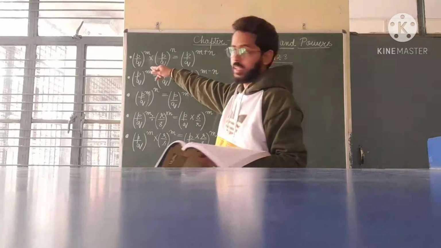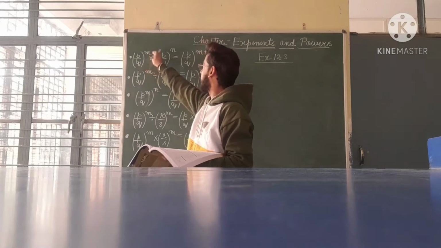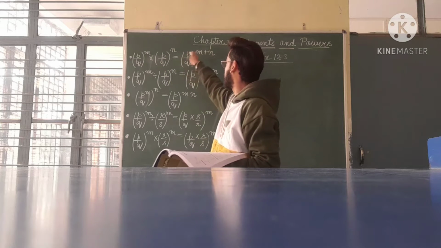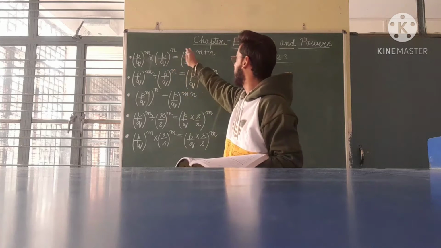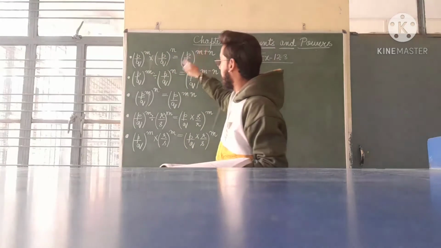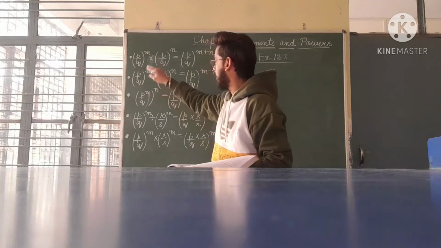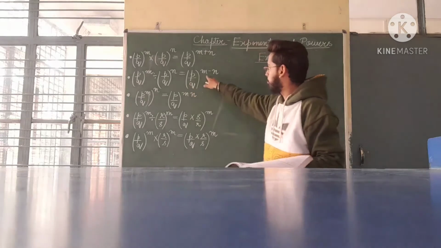The first formula says that if the fractions p upon q have the same base but different powers, then the powers will be added. That is, (p/q) to the power m into (p/q) to the power n is equal to (p/q) to the power m plus n. If the fraction is the same and the powers are different in division, then (p/q) to the power m minus n.